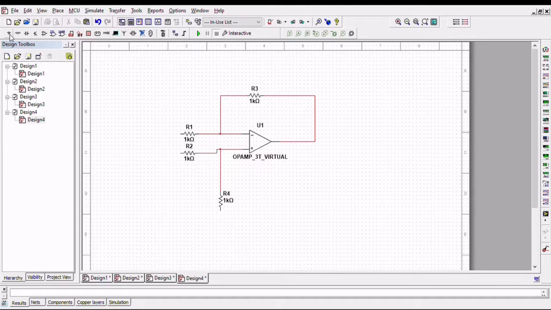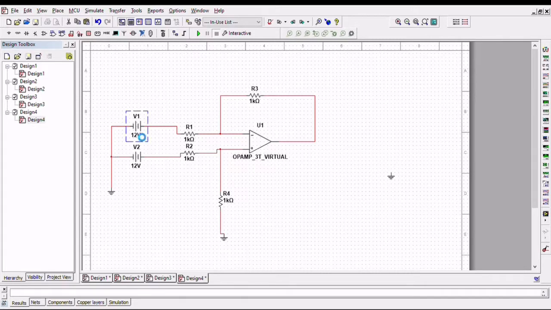Now we add the power source. Try to make it nice and neat. Here, add the ground. This ground is for the multimeter. This power supply is connected to the ground, and here also connected to the ground.